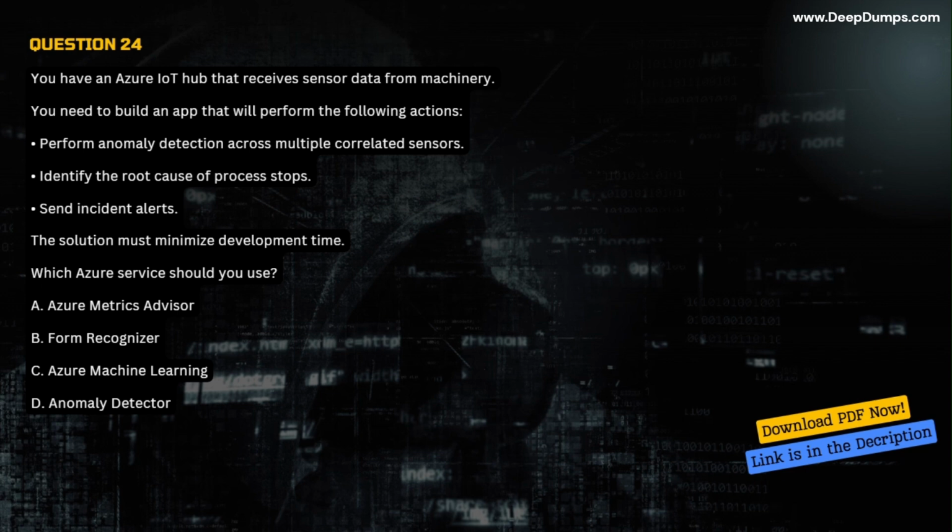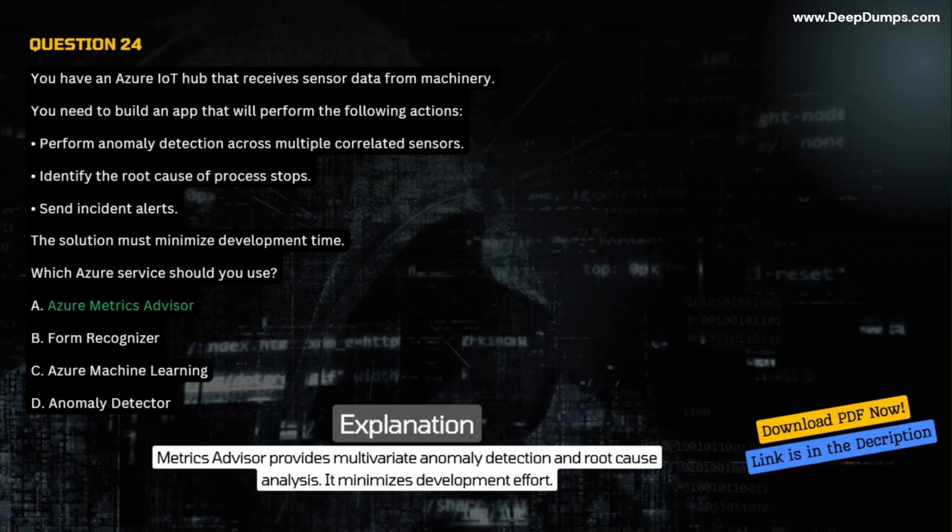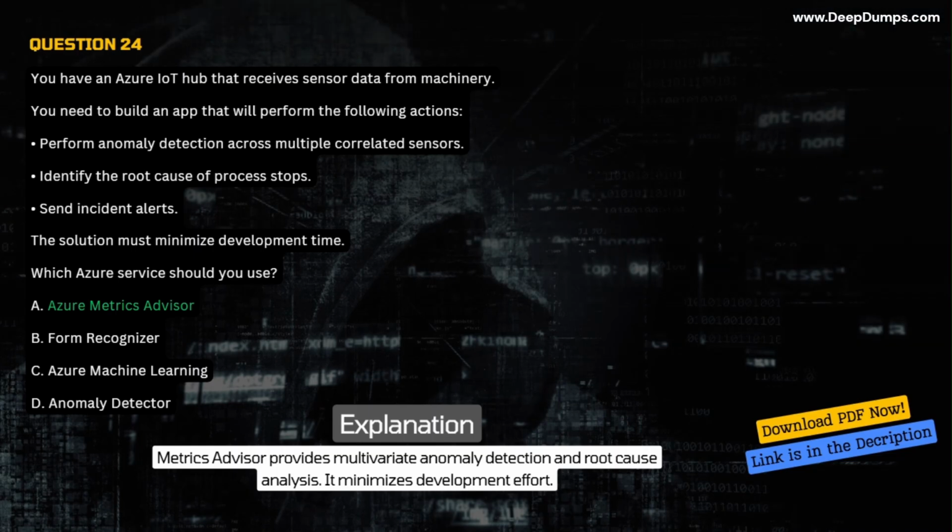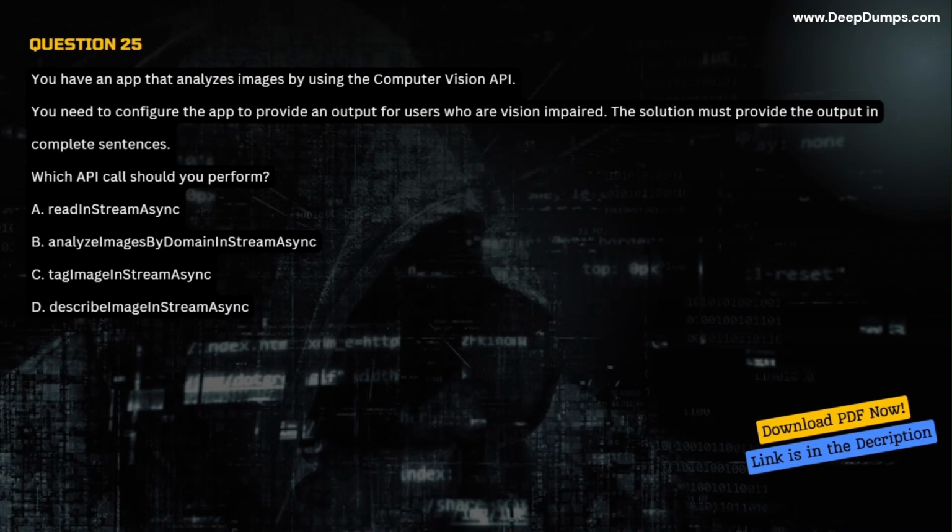A. Azure Metrics Advisor. B. Form Recognizer. C. Azure Machine Learning. D. Anomaly Detector. Correct answer A. Azure Metrics Advisor. Explanation. Metrics Advisor provides multivariate anomaly detection and root cause analysis. It minimizes development effort.